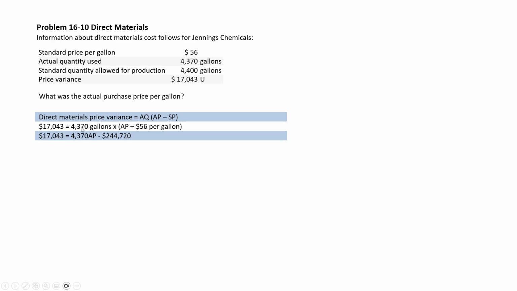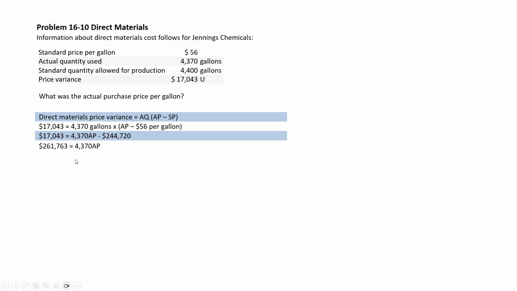17,043 equals 4,370 times AP, or 4,370 AP, minus 4,370 times 56, or minus 244,720. Now, as accounting and finance folks, I didn't work through all the algebra steps on the screen, but I'll at least talk through. Ultimately, I want to get the variable on one side and the numbers on the other side, so I'm going to add 244,720 to both sides. If I add that to 17,043, it ends up being 261,763 and leaves me with equals 4,370 AP on the right-hand side.